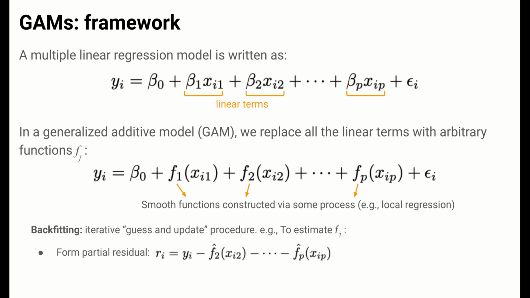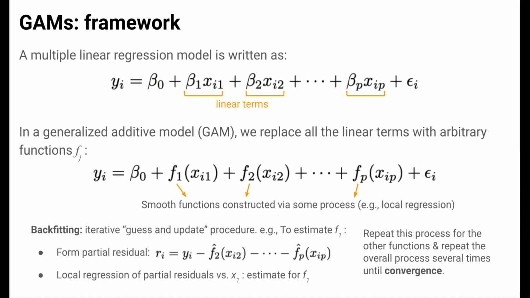For example, to estimate the form for f1, we account for the guesses of f2 through fp by forming what is called a partial residual. We subtract part of the predicted value for each case, just the f2 through fp part, from the observed outcome. Then we use a local regression of these partial residuals versus x1 as the estimate for f1. This process is repeated to estimate the other functions and repeated for several rounds until the function estimates effectively no longer change, until the fitting algorithm converges.